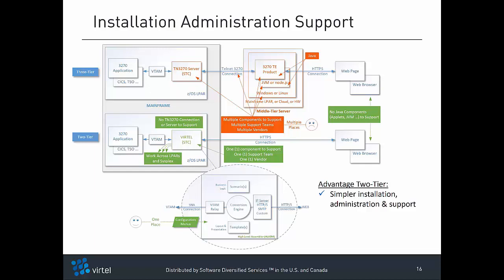Instead, with a 3-tier solution, you must install, administer, and support additional components, namely a physical or virtual middle tier server, its operating system, and a Java or Node.js machine. The administration and support are done in several places, and they require several customer teams and several vendor teams to get involved. So when it comes to installation, administration, and support, the 2-tier solution is definitely simpler than the 3-tier solution.